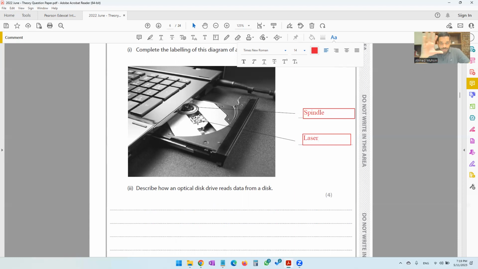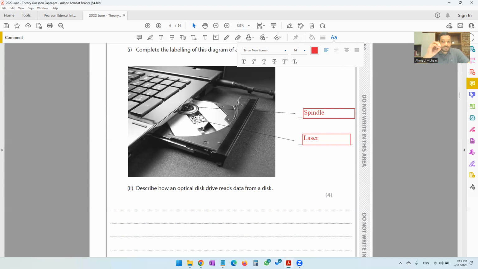Is it clear? So inside your CD, which you cannot see, you basically have spirals, and these spirals consist of pits and lands. When the laser comes to a spot where there is a pit, what basically happens is there is a reflection of light.